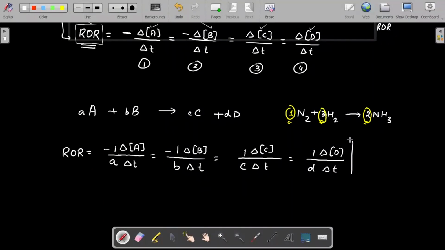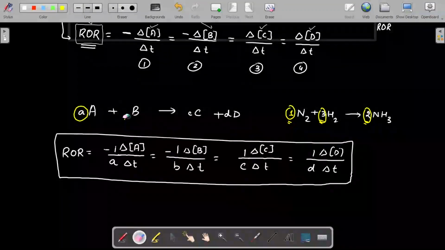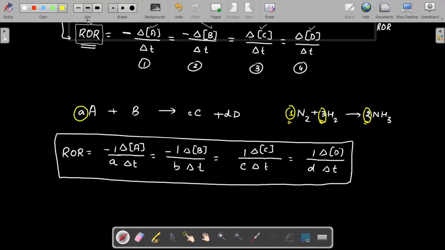So this is the same equation, where we now have stoichiometric numbers. There may be a stoichiometric number or there might not be. Suppose in the same particular reaction B doesn't have any stoichiometric constant. In that case, we don't write this here. This will not come. So this is how we find the ROR, rate of reaction, for any reaction.